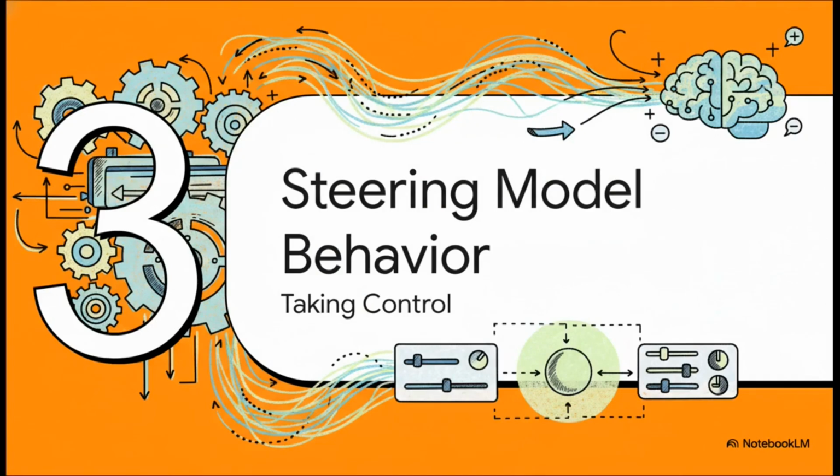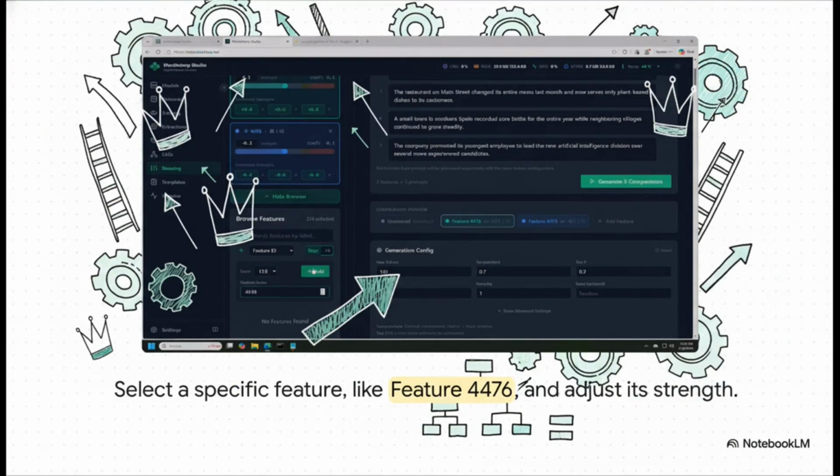But just looking at the concepts isn't enough. The real magic happens when you can actually interact with them. This is called feature steering, and it is one of the most powerful things you can do in miStudio. So check this out. In the steering panel, we can pick any feature we found. For this experiment, a researcher found a really interesting one, number 4476.